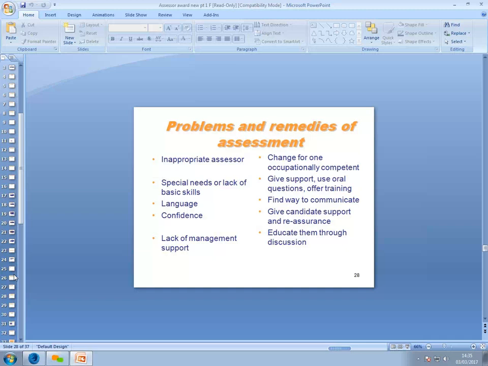Special needs or lack of basic skills: give support, use oral questions, offer training. Find ways to communicate. Give candidates support and reassurance. Lack of management support: educate them through discussion. Quite often, if you are working with a company, a lot of the managers don't always see exactly the point of what you're trying to do, and sometimes you have to educate them.